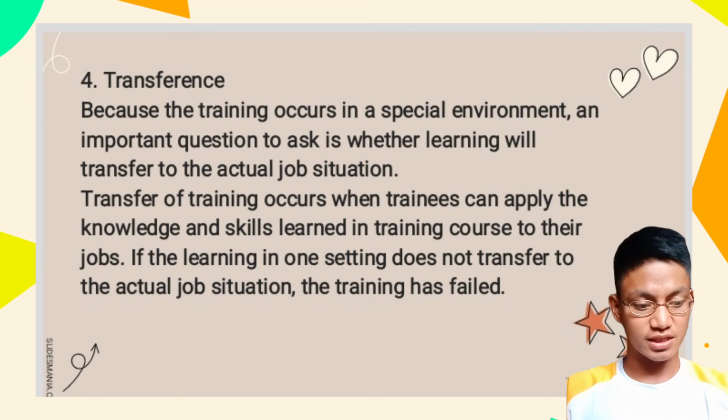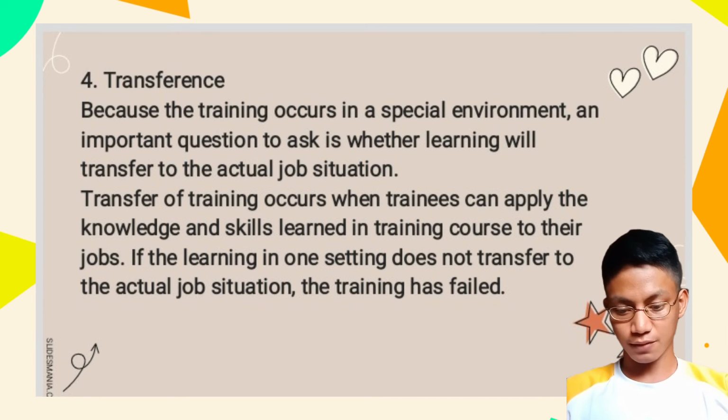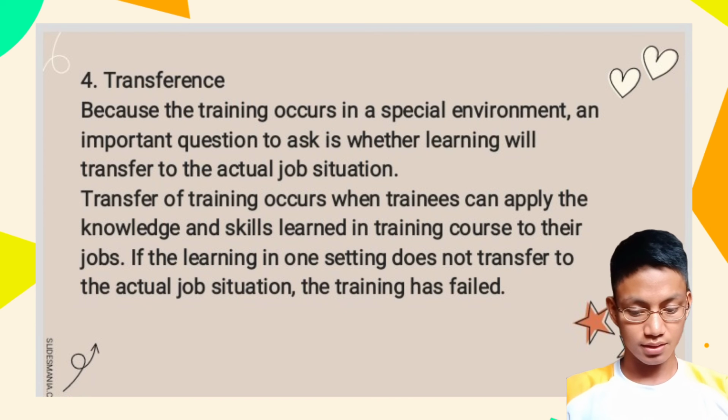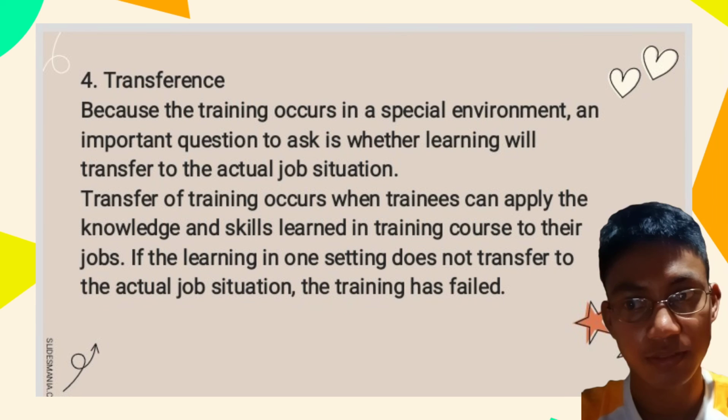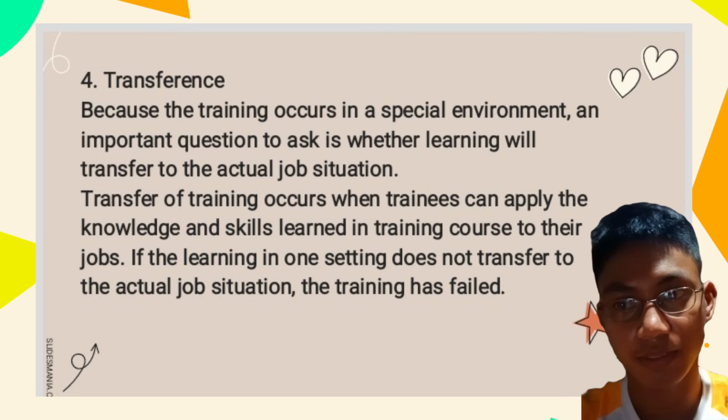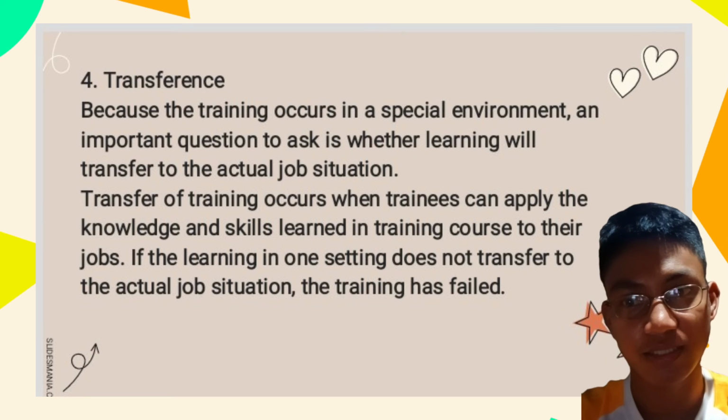Fourth is transference. Because the training occurs in a special environment, an important question to ask is whether learning will transfer to the actual job situation. Transfer of training occurs when trainees can apply the knowledge and skills learned in the training course to their jobs. If the learning in one setting does not transfer to the actual job situation, the training has failed.